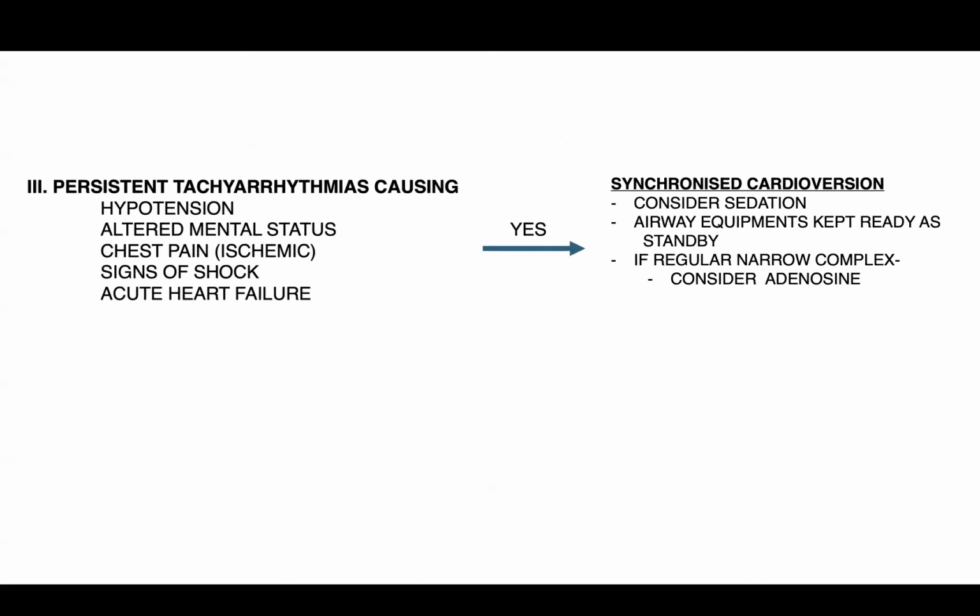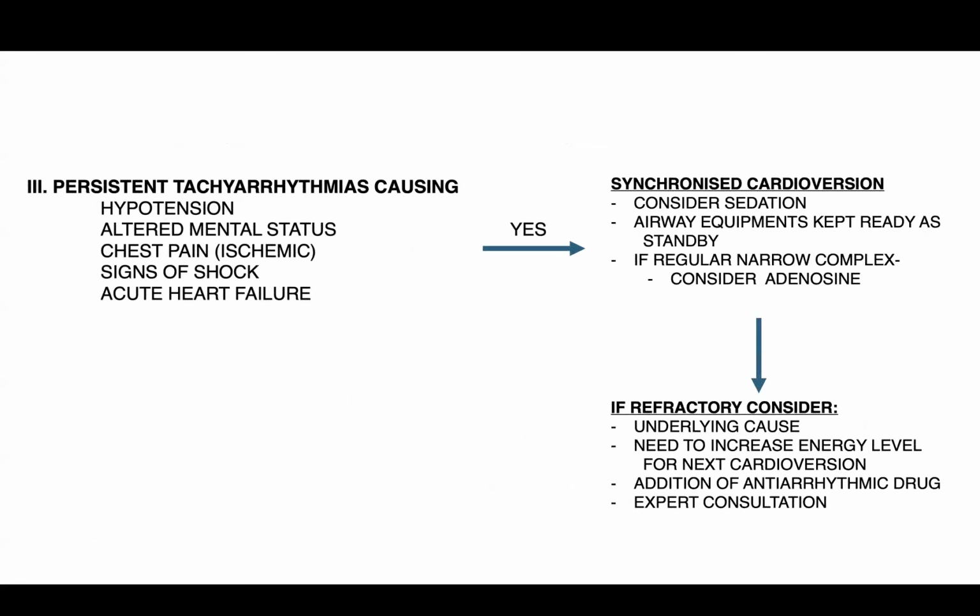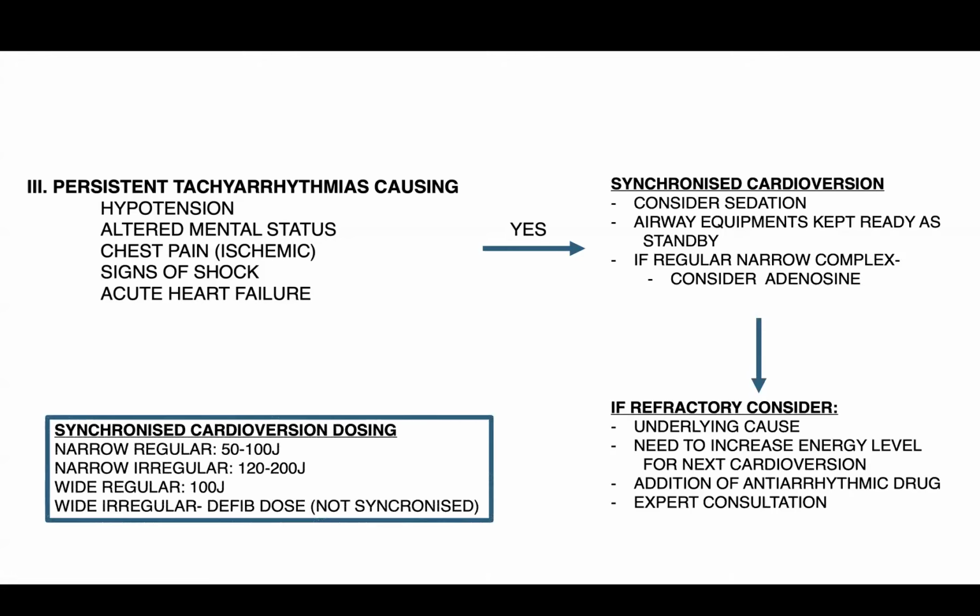If there is persistent tachyarrhythmia causing hypotension, altered mental status, chest pain, or signs of shock with acute heart failure, then you need to go with synchronized cardioversion. Consider sedation. Airway equipment needs to be kept at the bedside as standby. And if it is regular narrow complex, consider adenosine. If it is refractory, you will need to treat the underlying cause, increase the energy level for the next cardioversion, add antiarrhythmic drugs, and seek expert consultation.